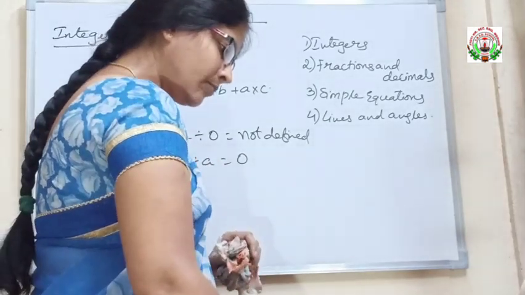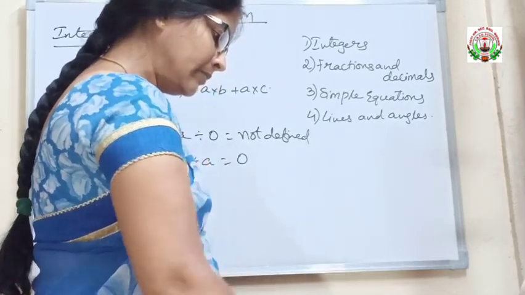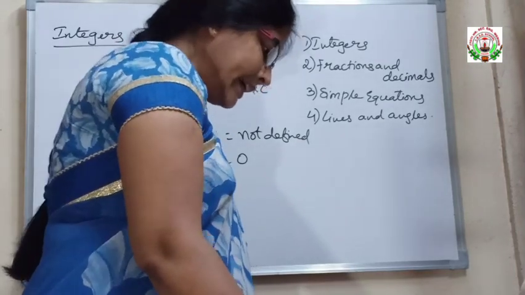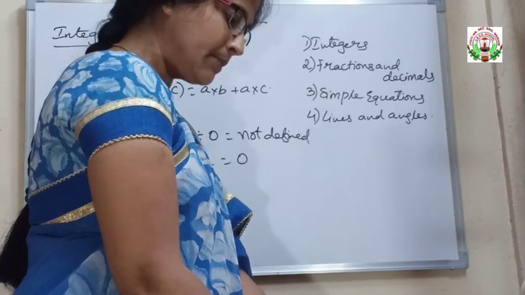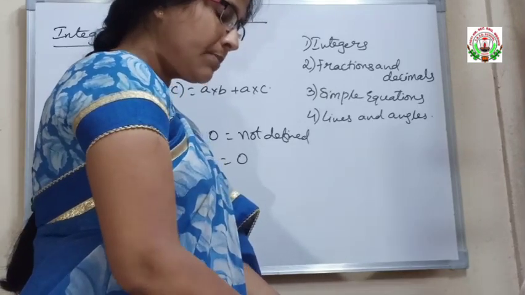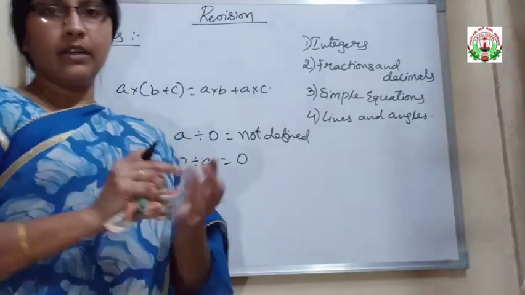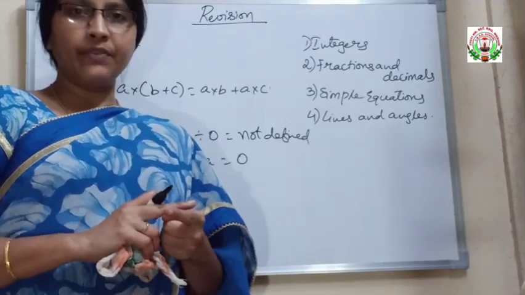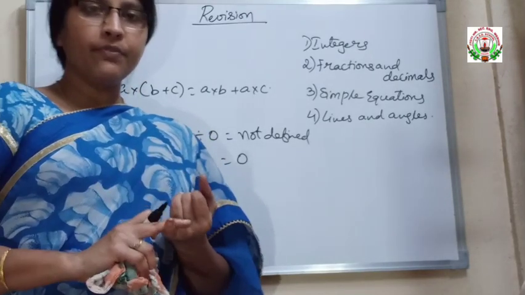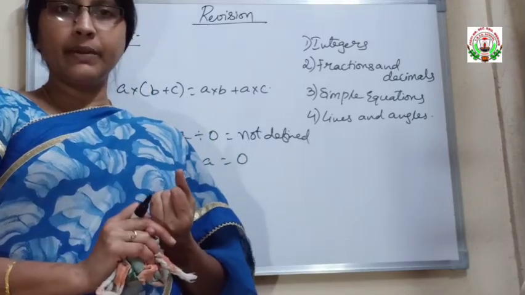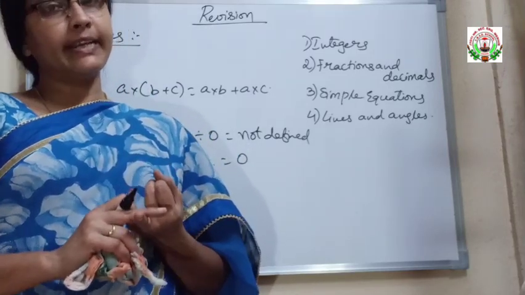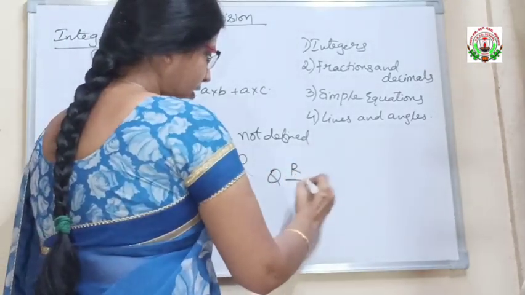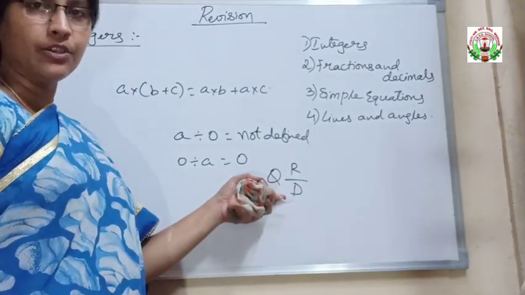Only these are the main points for integers. Next is fractions and decimals. Fractions are improper fraction, proper fraction, mixed fraction, like fractions, unlike fractions, equivalent fractions. In a proper fraction, the numerator is less than the denominator, and in an improper fraction, the numerator is greater than the denominator. A mixed fraction is denoted by quotient, remainder by divisor.